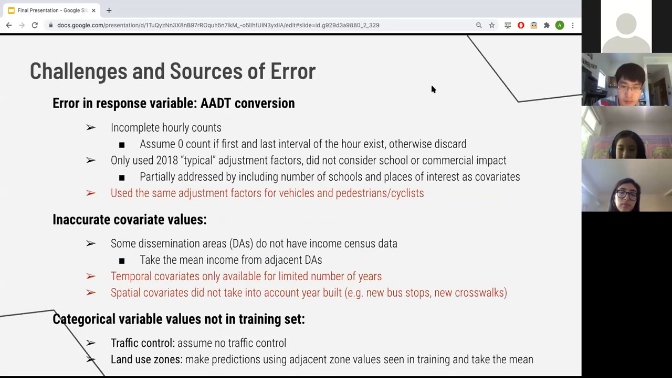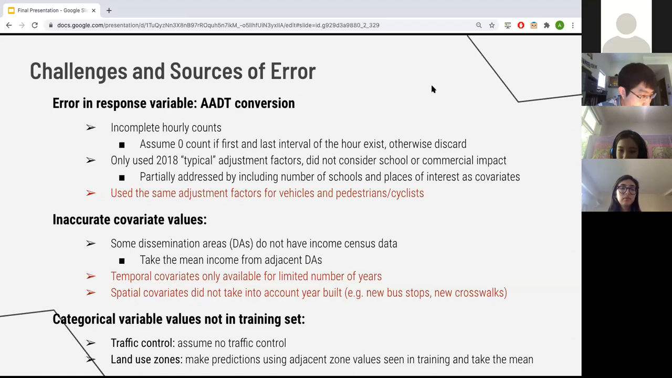After seeing the results, I wanted to talk about the challenges and some sources of error. Firstly, there's error in our response variable. The ADT values were converted from raw 15-minute interval counts, and the adjustment factors were provided for every hour, but we had incomplete hourly counts. So it can go from 8 to 8:15, for example, and then the next entry could be from 8:45 to 9. In these cases, where the first and last interval of the hour exists, we just assume there were 0 counts in between. Otherwise, we discard the hour.